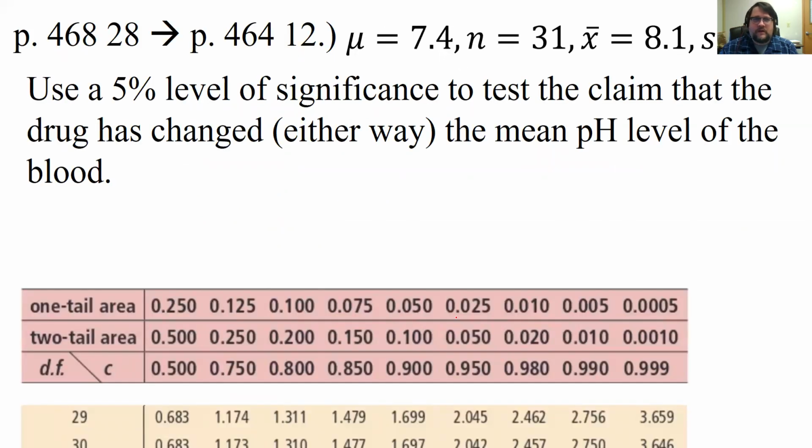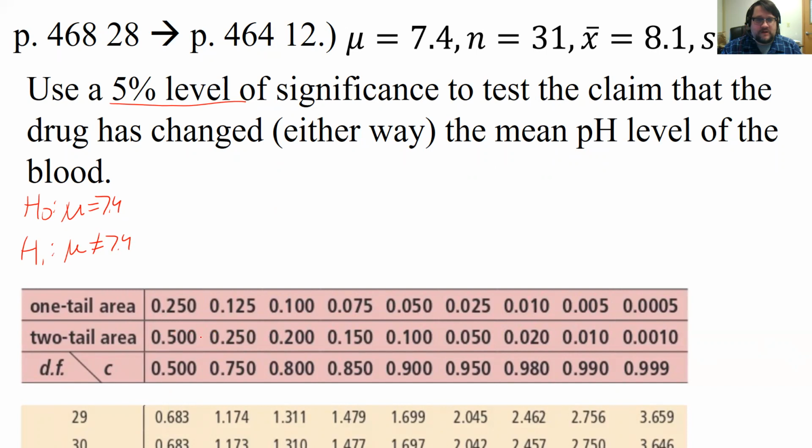Okay, so we're going to do number 12 here, and it says go to 28, and then 28 tells you go to 12 and do this. Use an alpha value of 5% to test the claim that the drug has changed the pH either way. So again, my null hypothesis would be that the mean had stayed at 7.4. My alternative would be that the mean didn't stay at 7.4. So we're going to use an alpha level of 5%, and this is a two-tailed test.